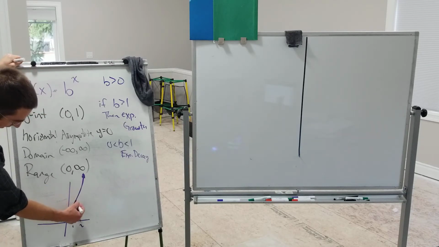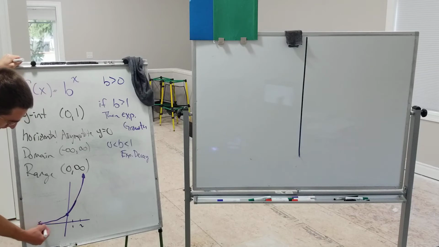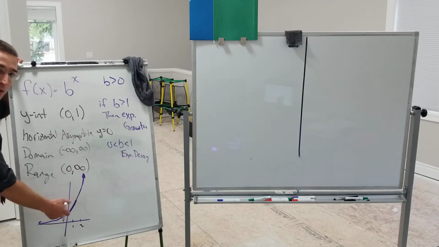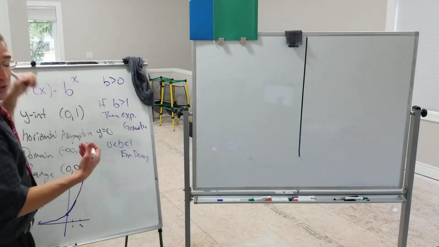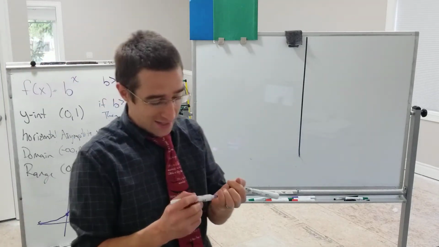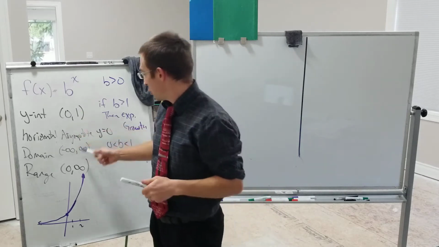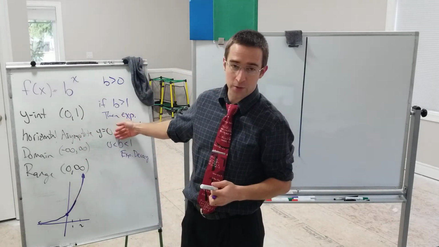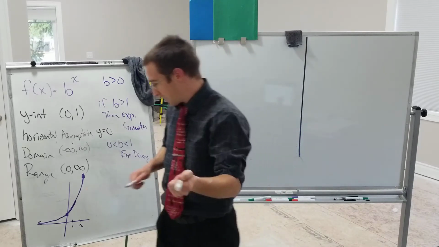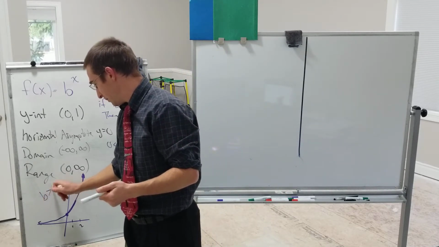And then as I go negative, I'm going to be dividing by b over and over again, and that's going to give me smaller and smaller numbers. It's still going to be a positive value, hence the greater than 0 for the range, and having that asymptote at y equals 0. So this is when b is greater than 1.